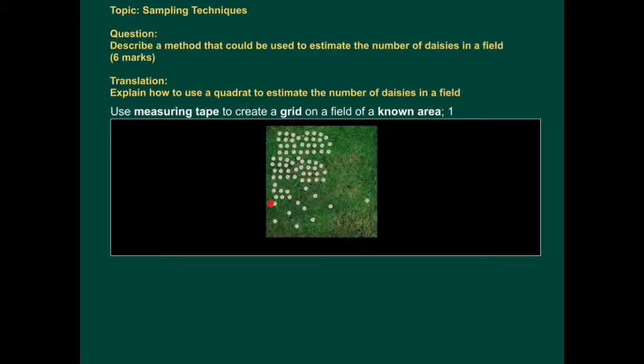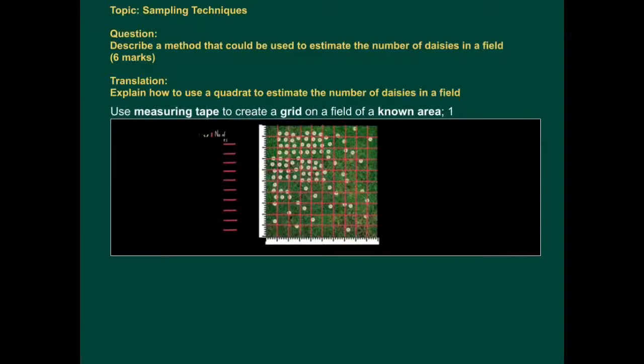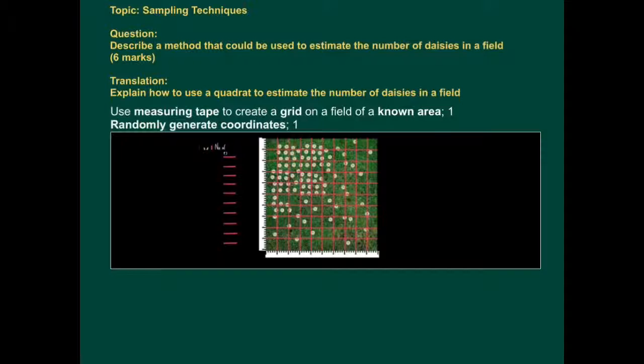The first thing you do is use a measuring tape to create a grid on a field of a known area, so you know the area of the field. So you make a grid like so. Then you use a random number generator or pick numbers out of a hat randomly, but basically you randomly generate coordinates to avoid bias. It needs to be a fair system.